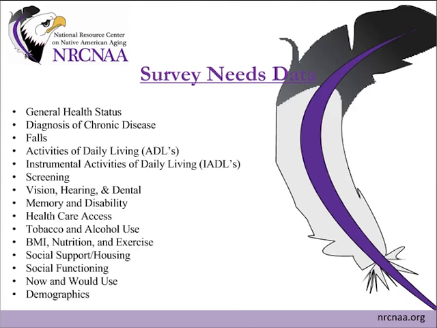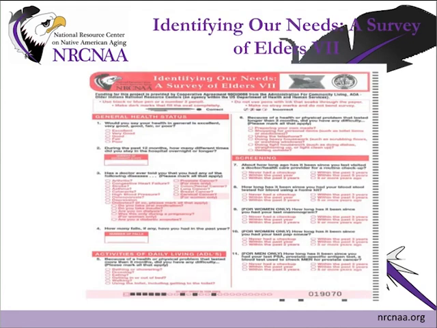This is our new survey, cycle 7. So just to give you an idea of a couple of the questions, this is page 1. Question 1 asks, would you say your health in general is excellent, very good, fair, or poor? Question 3 asks about chronic disease. Has a doctor ever told you that you've had any of the following diseases?